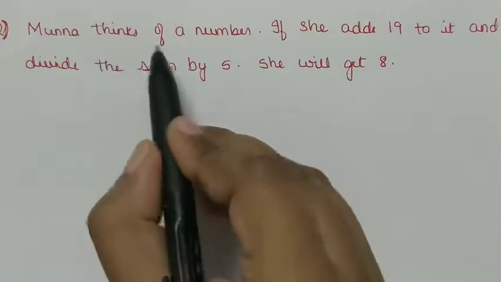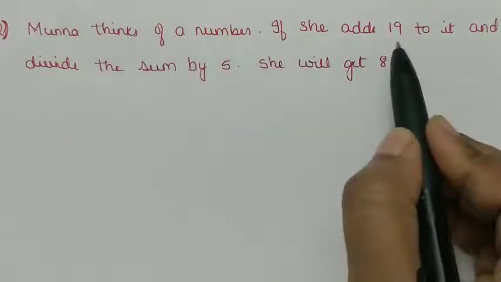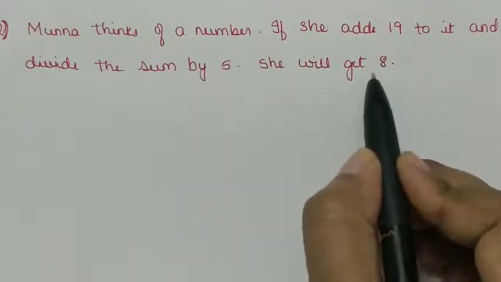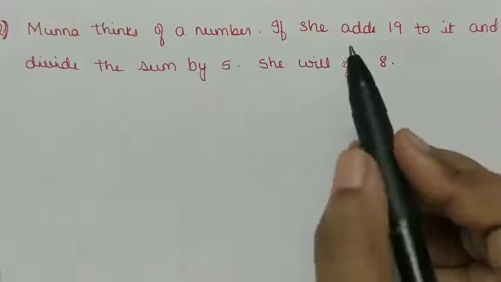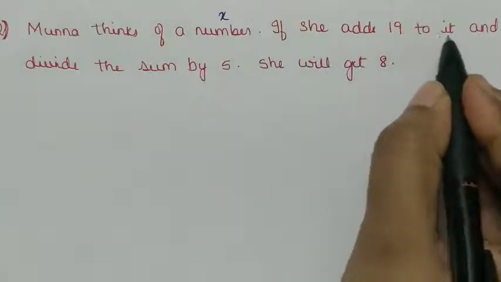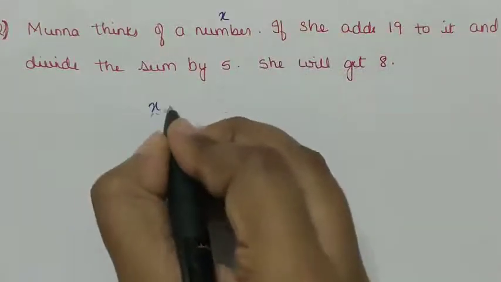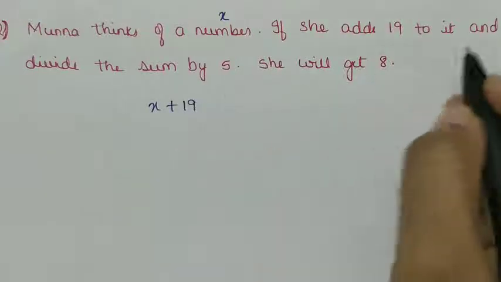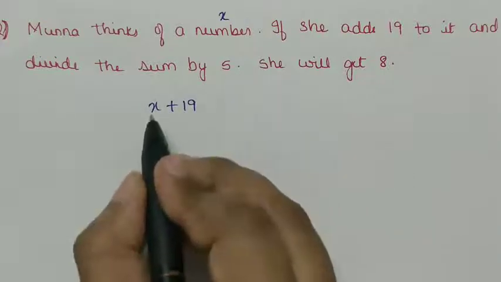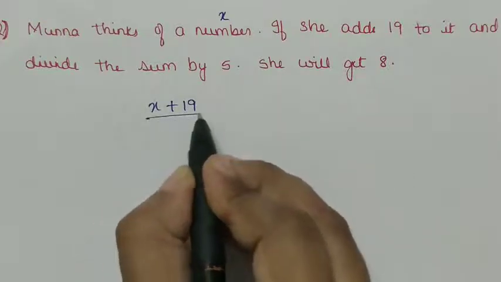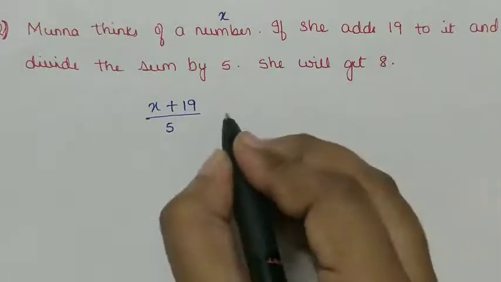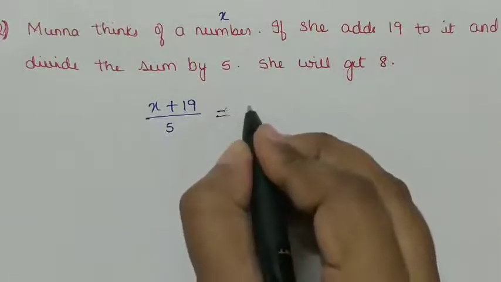Second one, Munna thinks of a number. If she adds 19 to it and divides the sum by 5, she will get 8. Find the number. Let the number be x. She added 19 to x: x plus 19. And then divide the sum by 5. The sum is x plus 19. Divide the sum by 5. Then she will get 8. So (x plus 19) by 5 is equal to 8.